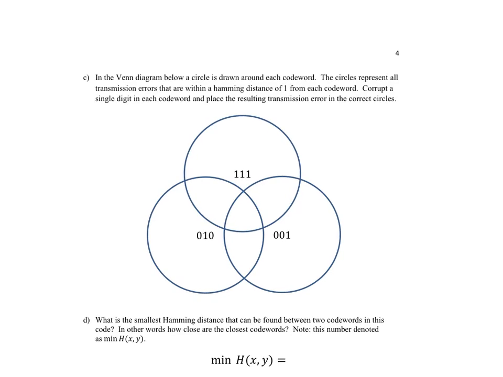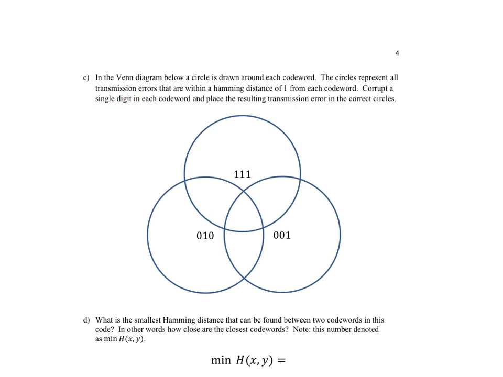Now, I often find that a Venn diagram is really helpful for trying to figure out, analyze, and visualize what's going on with a code. So what we're going to do below is think about our code with 3 code words and draw circles around them that represent a Hamming distance of 1 away from each code word. So if you had a transmission medium that would only affect up to 1 digit, this would be a nice picture to look at.